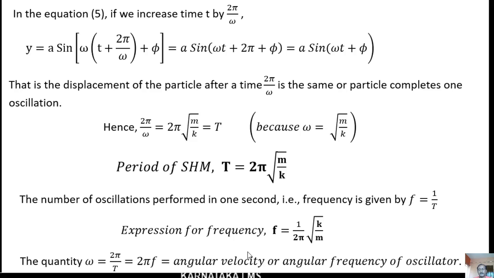Here the quantity omega equals 2 pi by T. Since 1 by T means frequency F, omega equals 2 pi F or 2 pi by T. That is called the angular velocity or angular frequency of the oscillator. This is the expression for frequency of simple harmonic motion when F is proportional to minus Y.